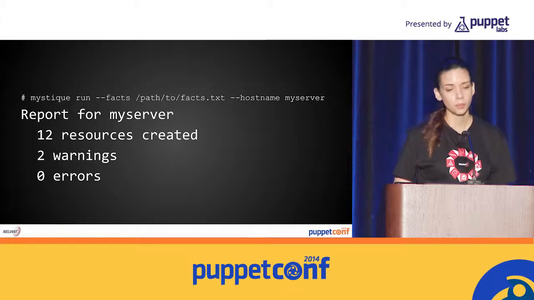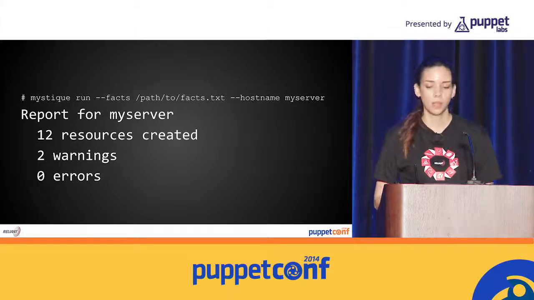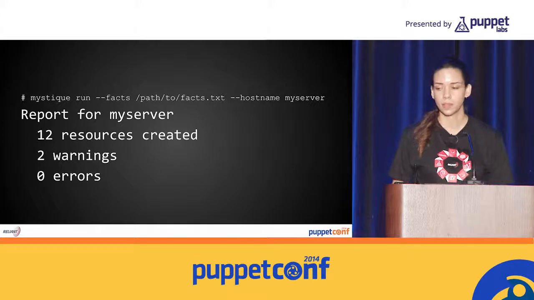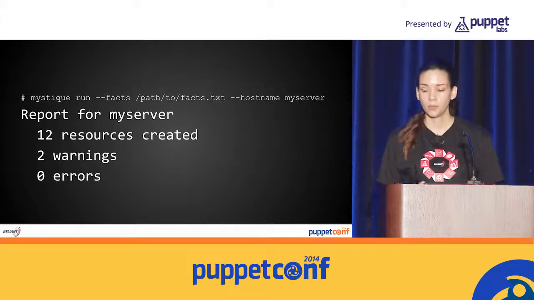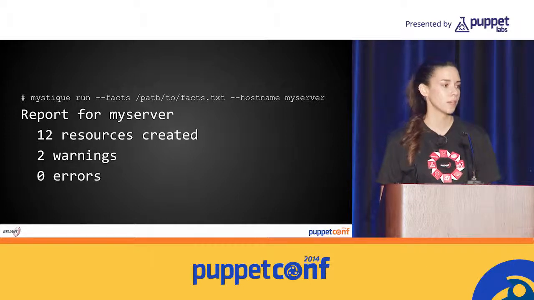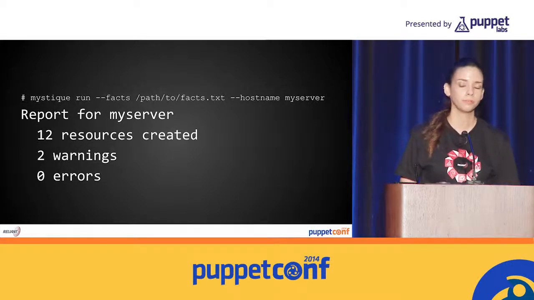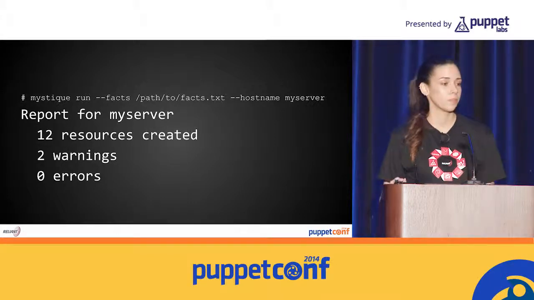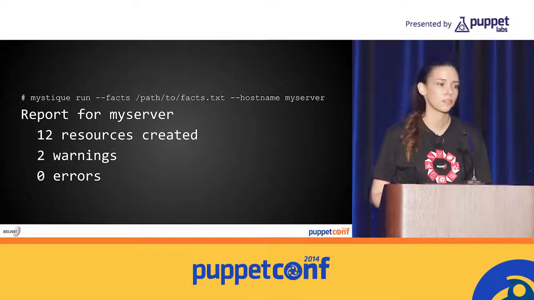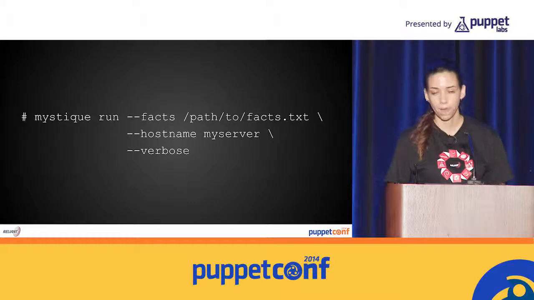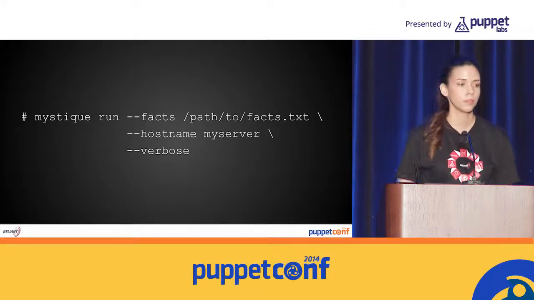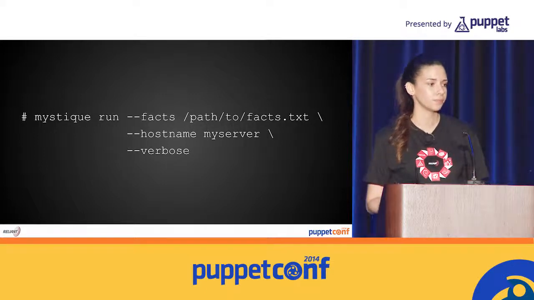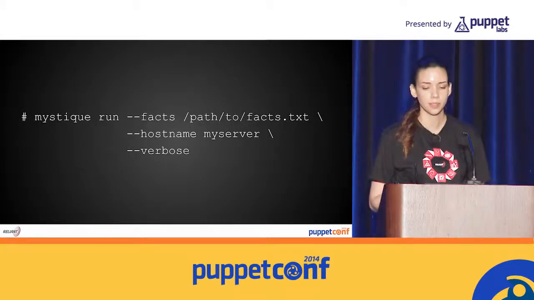So the output of the Puppet run returns back to Mustique that will parse and display it as a small summary. It's quite simple right now. It will highlight and it will return a non-zero exit code if it detects any errors. So if you integrate with your CI, for example, it can detect it actually failed. But you can also run with --verbose. So it will output all the logs, and it will pass the verbose and debug flags to the Puppet run.